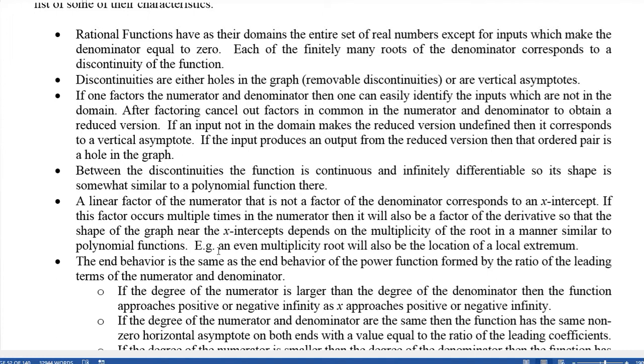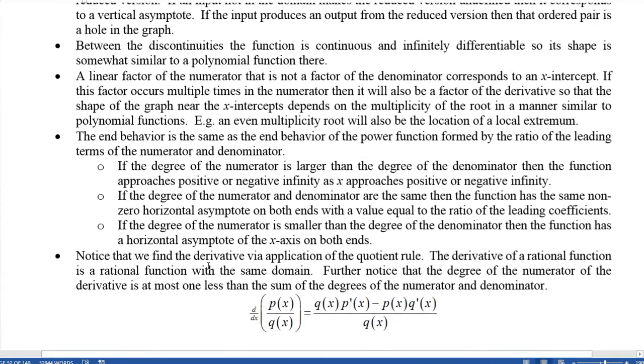So for example, an even multiplicity root is going to touch and turn around on the x-axis, so it'll be a maximum or a minimum, as well as being a 0, an x-intercept. Also, for an odd multiplicity root, if it's multiplicity 1, then the graph will just go straight through the axis without a horizontal tangent line there. But if it's multiplicity 3 or 5 or some odd number bigger than 1, it will go through to the other side of the axis, but it will also have a horizontal tangent line there, and it'll actually be an inflection point as well. Same thing that we found for polynomial functions.